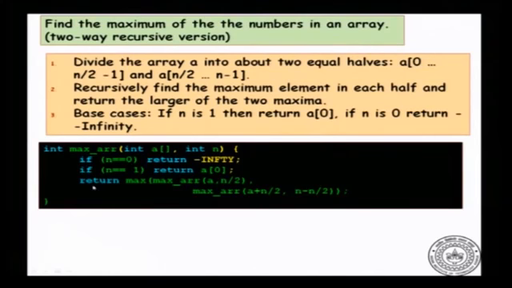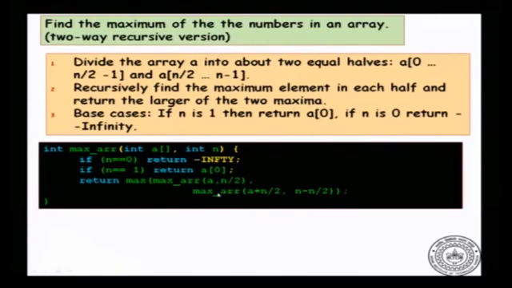The change is here. If you have at least 2 elements, then you return the maximum of the values returned by the 2 subproblems. What are the 2 subproblems? The first is the left half of the array, which starts from A, that is the first location in the array, and contains n upon 2 elements.